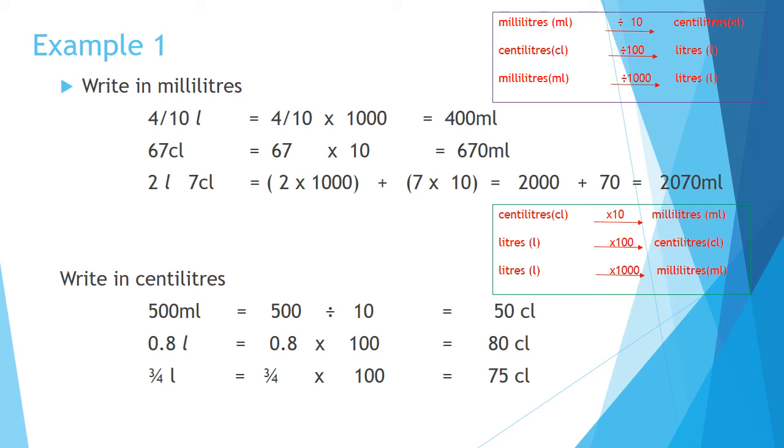0.8 liters. Liters turn into centiliters. Here a bigger unit is turning into a smaller unit, so we should multiply. 0.8 multiplied by 100 equals 80 centiliters. Then the next one. 3/4 of a liter convert into centiliters. Again, liters are bigger, centiliters are smaller, so multiply by 100. 3/4 of 100 is 75 centiliters.